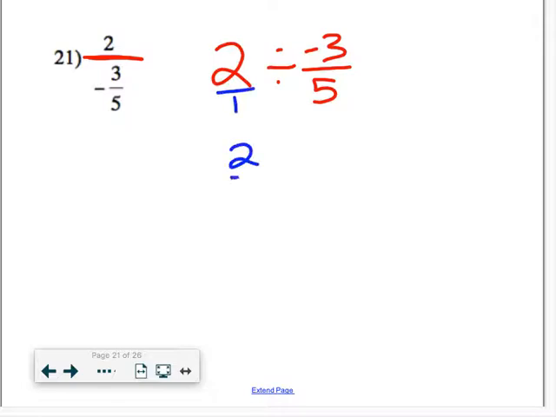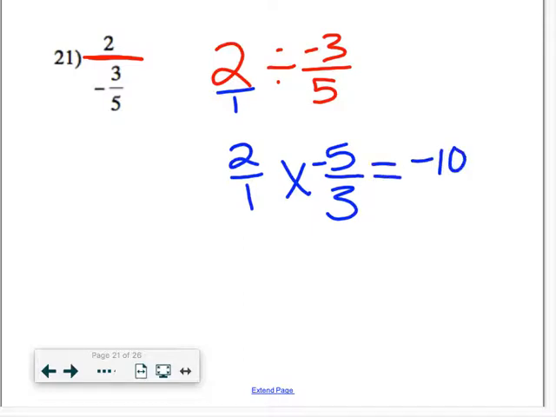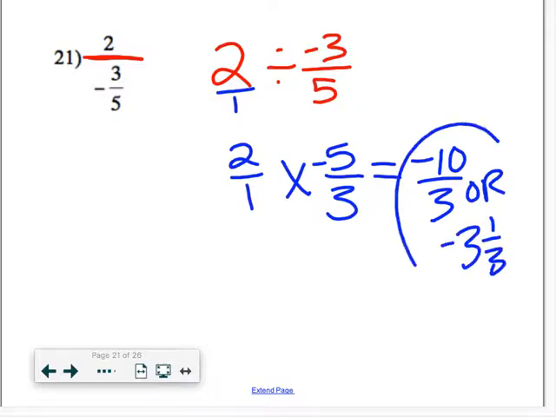So 2 over 1 stays. Change, flip my fraction, and keep the negative up top. -10 over 3, or -3 1/3.